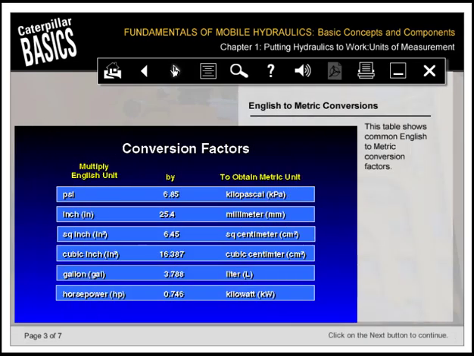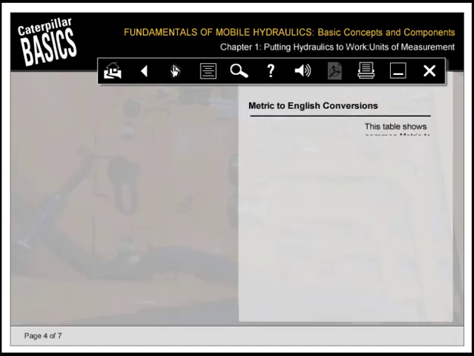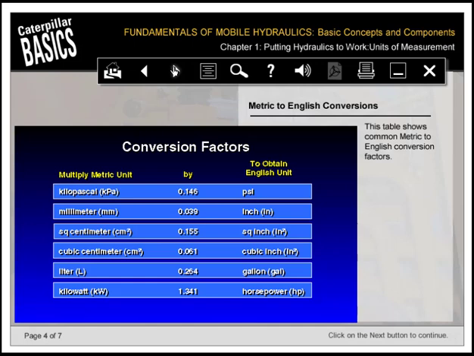This table shows common English to metric conversion factors. This table shows common metric to English conversion factors.